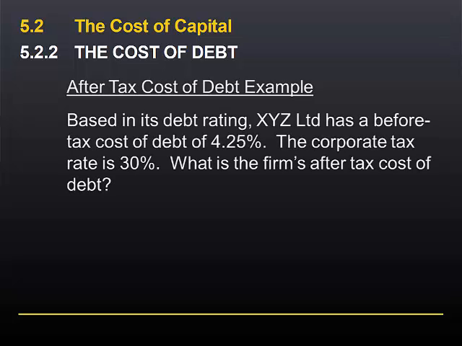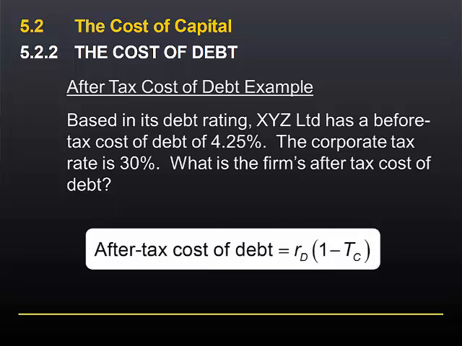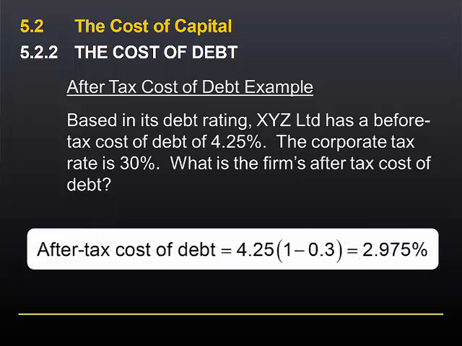Based on its debt rating, XYZ Limited has a before-tax cost of debt of 4.25%. The corporate tax rate is 30%. What is the firm's after-tax cost of debt? We take the before-tax cost of debt and multiply by 1 minus the tax rate, which is 30% or 0.3, giving us an after-tax cost of debt of 2.975%.